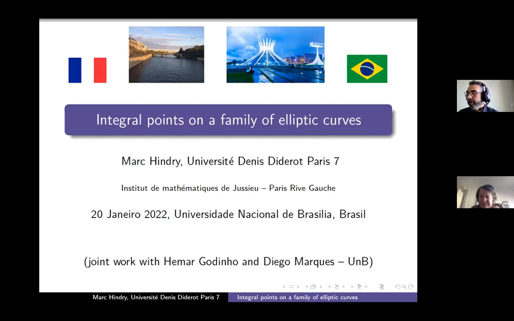We start the section with Professor Marc Hindry, my good friend from Paris 7. And Marc's a good friend of Brazil. He's been here teaching us algebraic geometry and arithmetic geometry and number theory for many years, and we are very grateful for him. He's been in University of Brasilia many times also. So he's a good friend of us. And he's going to talk today about integral points on a family of elliptic curves. Thank you, Marc, for accepting this invitation.